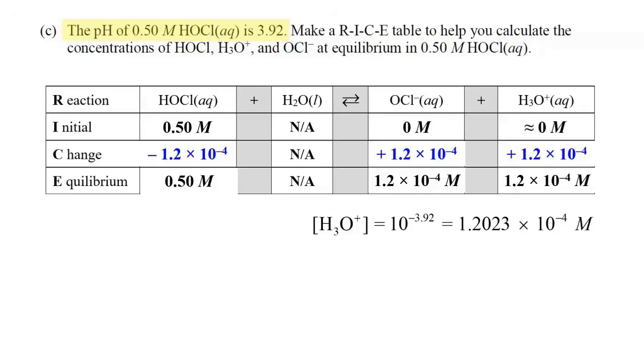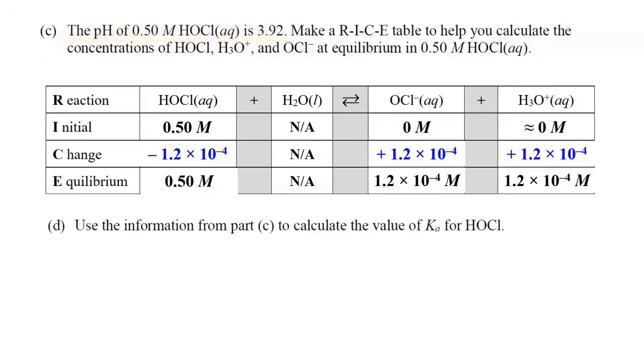In other words, the concentration of hypochlorous acid at equilibrium is so close to the initial concentration that 0.4999 is just rounded up to 0.50. So look at the final row of the RICE table. We have the concentration of all three species, so we can calculate the value of Ka for hypochlorous acid.